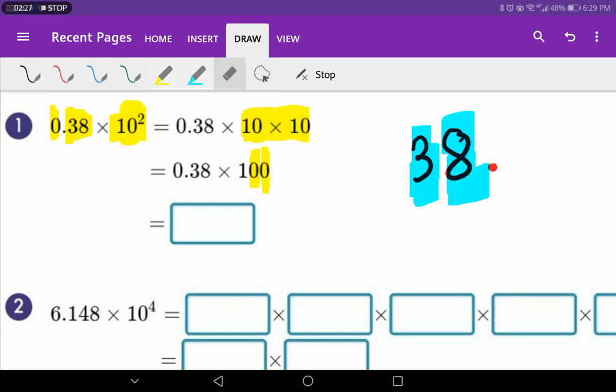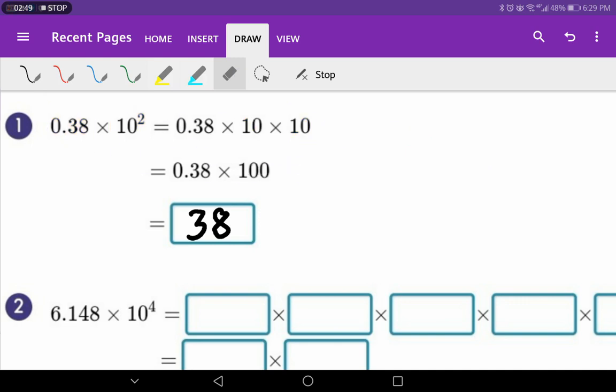I erase this, and it is 38 point zero. You can write it like this, or you can erase this. So the answer here is 38. Are you happy with that, my dear students? I hope so. So what we learned in this question is that we move the decimal point to the right according to the number of zeros. Here we move two steps to the right. If it is thousands, we move three steps. If it is 10, one step.